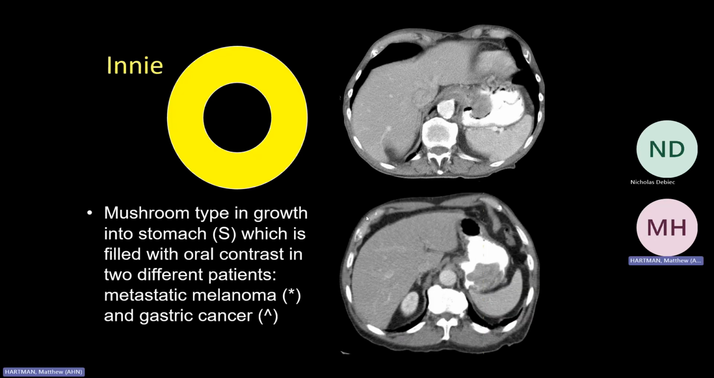Here is a nice projection. This might look familiar from the Intro to RadPath lecture of a innie going into the stomach. It looks sort of like a mushroom going into the gastric lumen. Well, what's our differential? Well, Mets lymphoma, absolutely. Gastric cancer. I'm going to tell you one is Mets, one's primary gastric tumor. To me, they look very similar. Tissue's the issue. You go in. One is metastatic melanoma. One was gastric cancer.